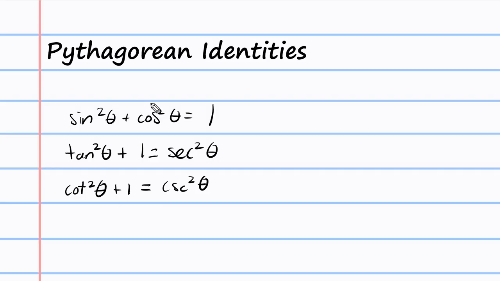However, you can rewrite them a lot of different ways. So for example, you can write sine squared theta is equal to 1 minus cosine squared theta. You can write that secant squared theta minus 1 equals tan squared theta, and cosecant squared theta minus 1 equals cotangent squared theta. There's a lot of ways to rearrange these identities, but these are the three main equations that you have to know.